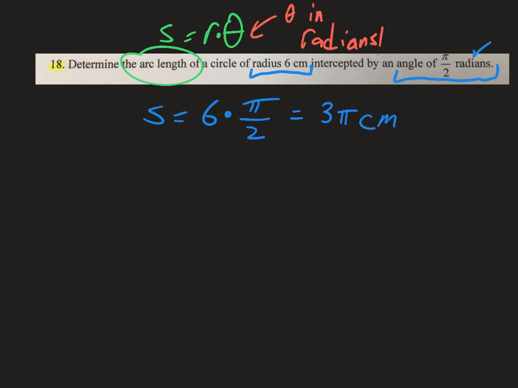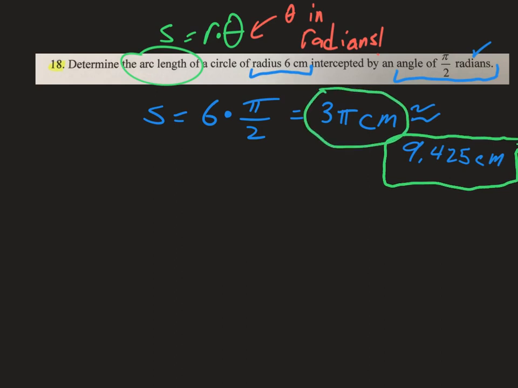Remember our units, all right? And if we wanted to approximate it out, that's gonna be about 9.425 centimeters. All right, remember guys, put your units on there. Don't give away those free points. Take all the points you can get, all right? So you could write 3 pi centimeters or 9.425 centimeters.